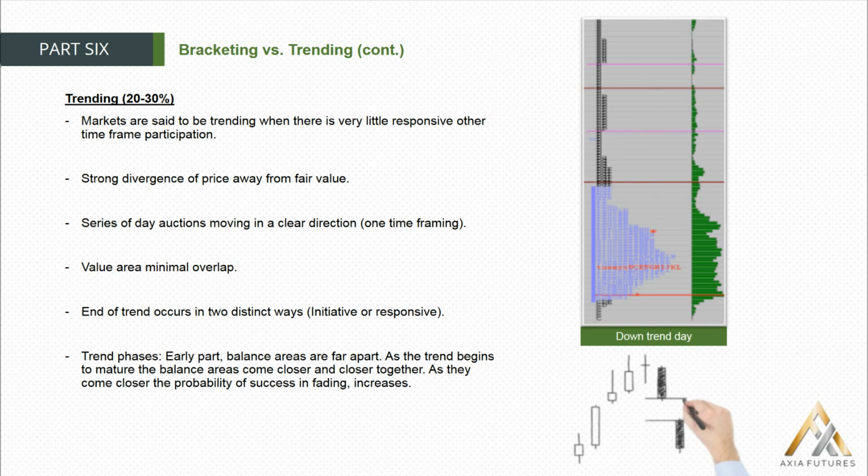Then, trending when there is a series of day auctions moving in a clear direction, so one time framing. Again, I will illustrate one time framing for you at some point, but just important, one time framing is a control factor where we see the auctions moving in one direction. And then we have very minimal overlap of value areas. We will talk about overlap of value areas again at a later point. But by overlap, we merely mean, if the value area today was, say, between the price of 30 and 40, minimal overlap would mean if tomorrow we suddenly trade between 20 and 30. So very little overlap between today's value area and the previous value area.